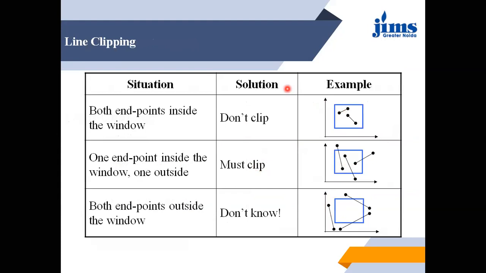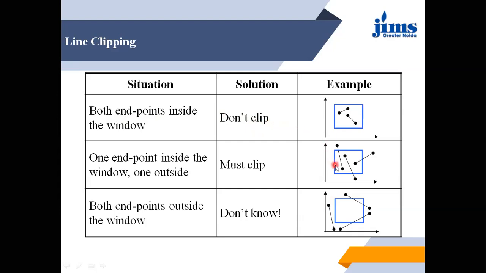Lines can be in different positions. Suppose this is a window. The first case is that the line is completely visible, as you can see on the screen. Both the endpoints are inside the window in this case, so there is no need to clip the line.